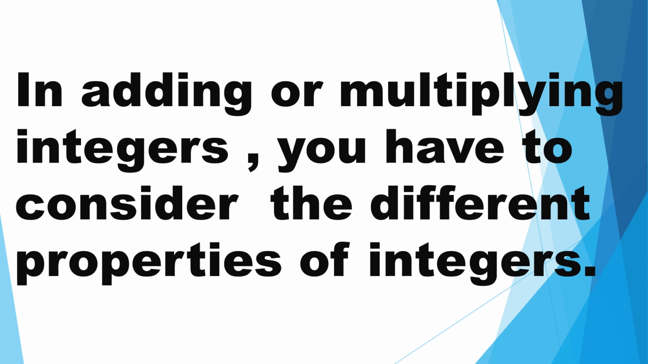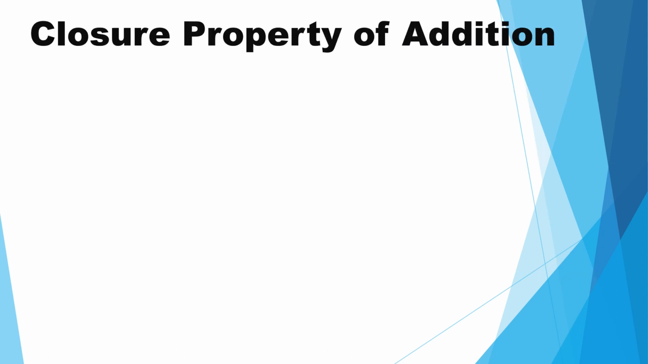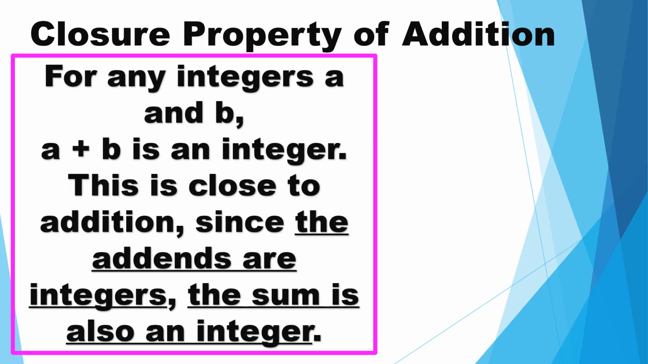In adding or multiplying integers, you have to consider the different properties of integers. First, closure property of addition. For any integers a and b, a plus b is an integer. This is closed under addition since the addends are integers, the sum is also an integer.